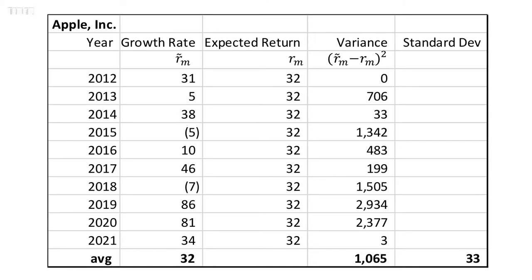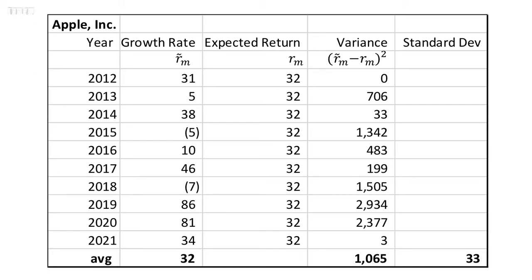Let's calculate the variance and standard deviation for Apple Inc. over the 10-year period from 2012 to 2021. How do I do this? I go to the internet and I pull down the rate of return on Apple stock for each of the years 2012 through 2021. You can see that in what's labeled growth rate here: 31%, 5%, 38%, negative 5%, 10%, and so on.